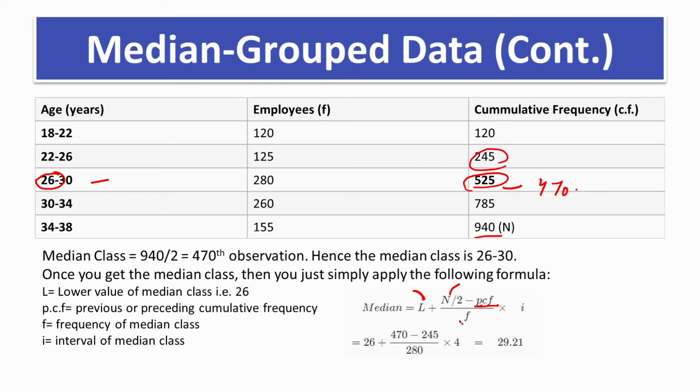And this is the frequency, f, of our median class. i is the interval of the median class. Interval means 30 minus 26, which is 4. So this is how we calculate the median for grouped data. Hope you understand.